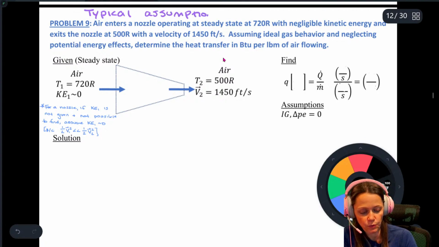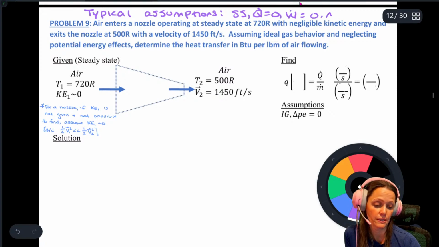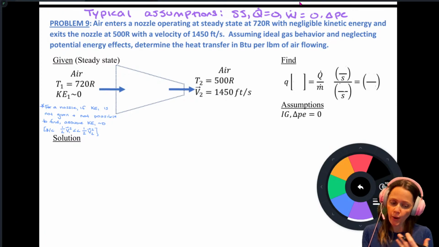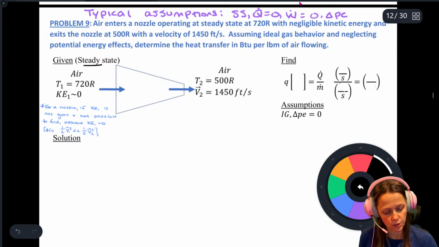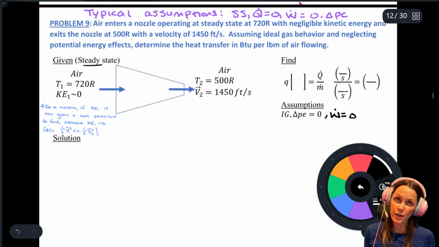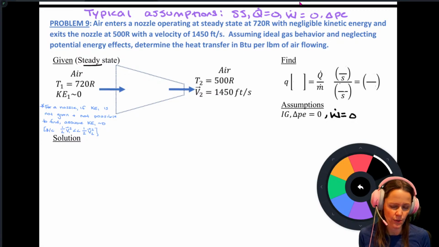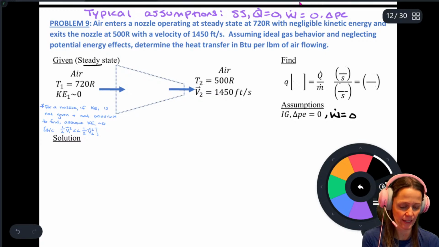Typical assumptions for a nozzle and a diffuser: steady state, U dot is equal to 0, W dot is equal to 0, changes in potential energy are equal to 0. Unless otherwise specified, go ahead and make those assumptions. They told us steady state, potential energy is equal to 0, W dot is equal to 0. But in this case, they want us to figure out what the heat is. So I don't want to just say it's 0, done. I'm going to actually calculate it.